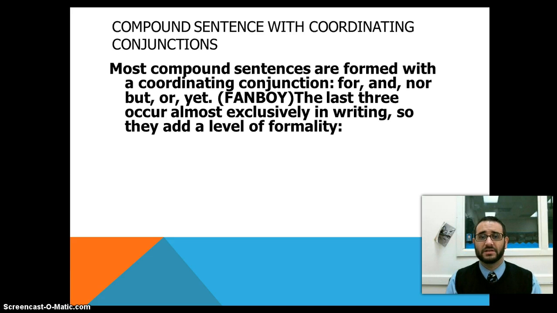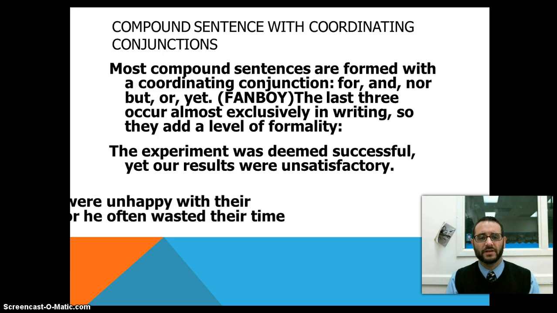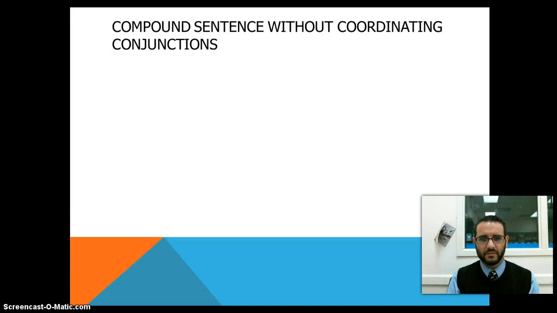Okay, so let me just give you some examples here. Most compound sentences are formed in this way. The last three are more formal. So: the experiment was deemed successful, yet our results were unsatisfactory. That's a little more formal. The yet, the so, the for. Here's another example. The students were unhappy with their professor, for he often wasted their time in class. See the little bit of a formal kind of sentence there, using that coordinating conjunction. It's a little bit of a better writing technique.